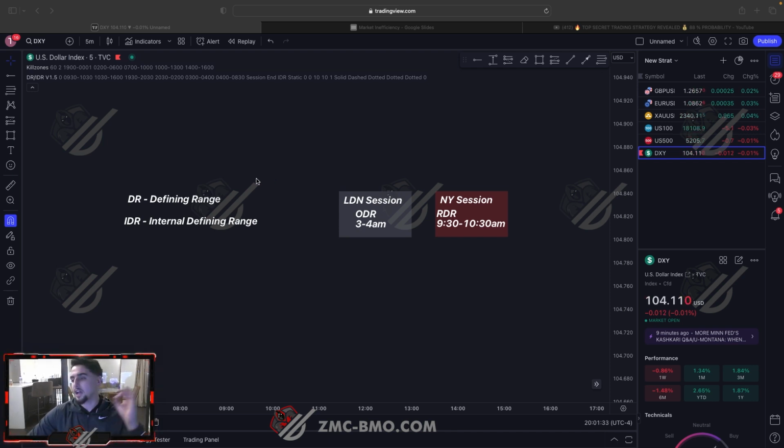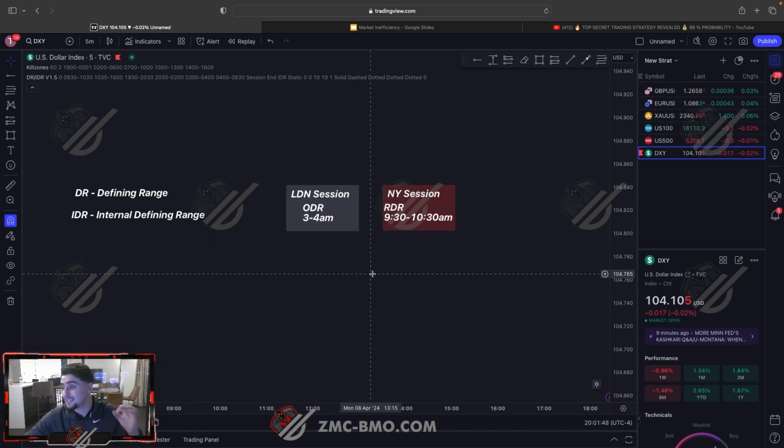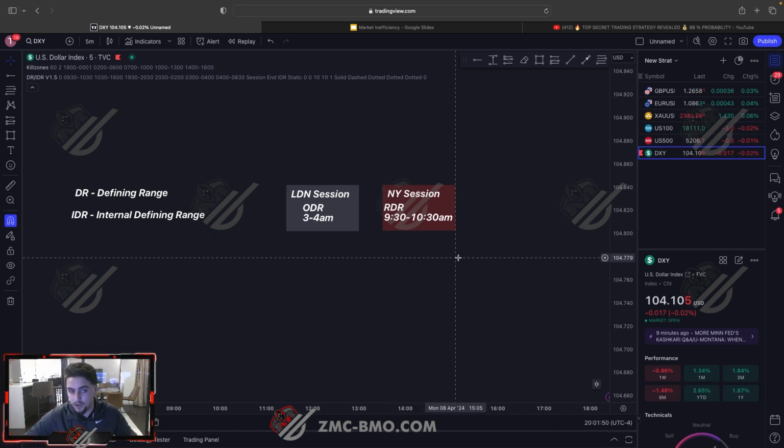So the two terminologies I want you guys to familiarize yourselves with are DR and IDR. DR simply stands for defining range. IDR simply stands for the internal defining range. Okay. Once you're familiar with these two terminologies, let's move on to the importance of these ranges and the time that these ranges are created in.